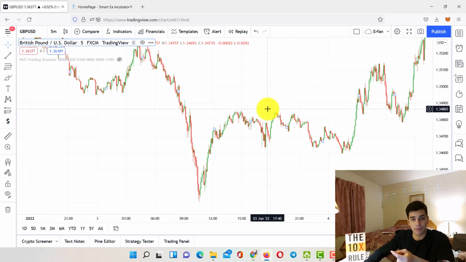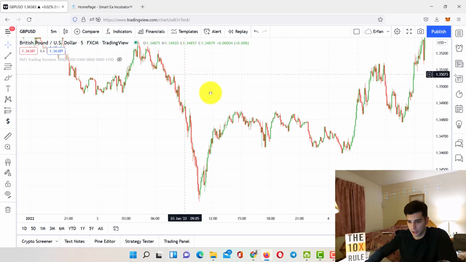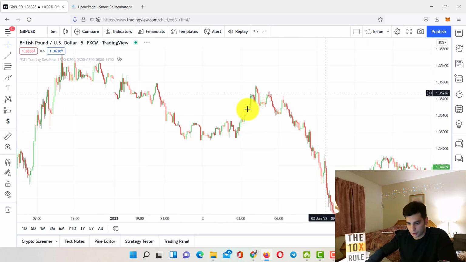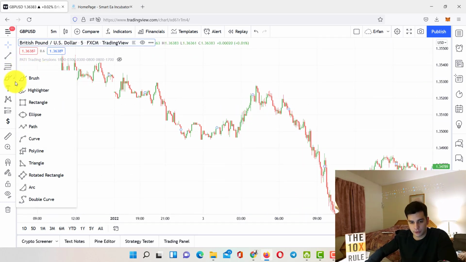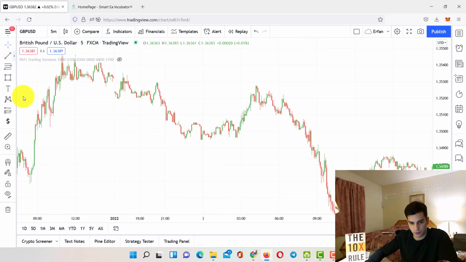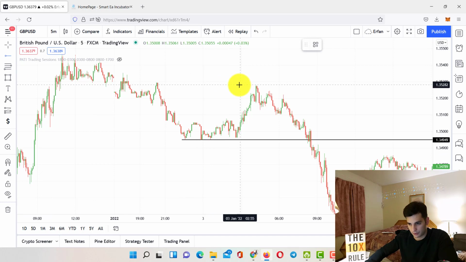And guess what happens? We all have stop losses. So liquidity means stop loss. Liquidity means money. I'm going to give you an example. Right here, let me just use this horizontal ray. We have a support here. We have our resistance level here.